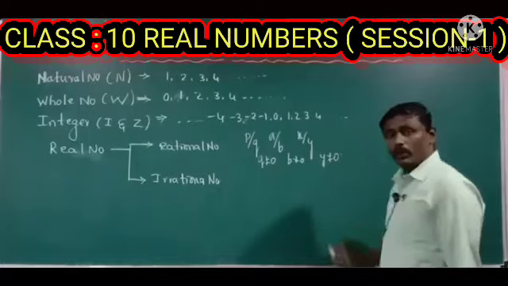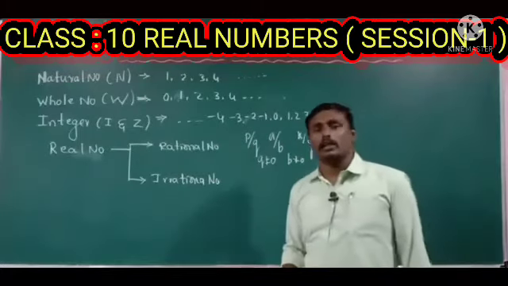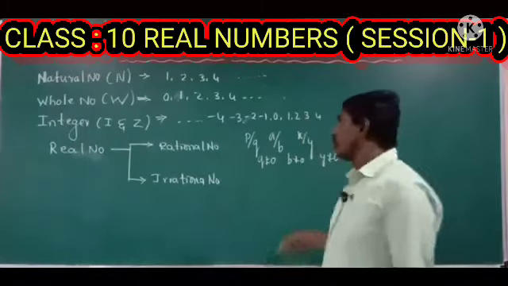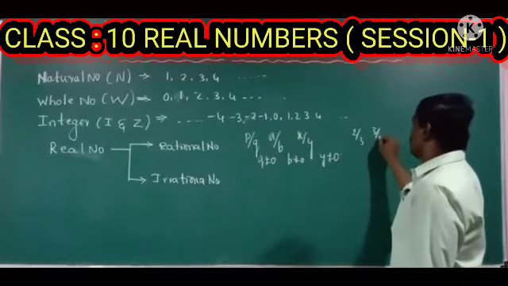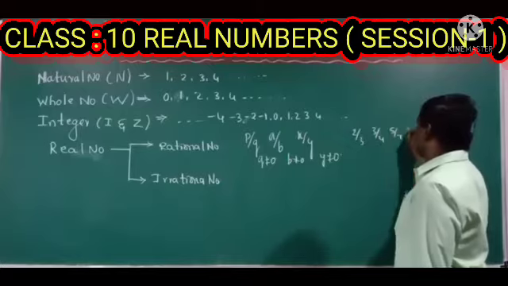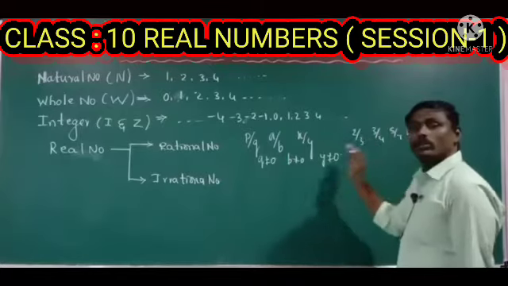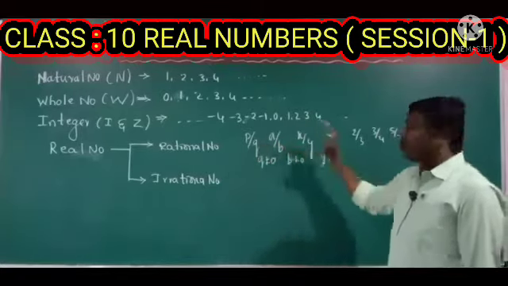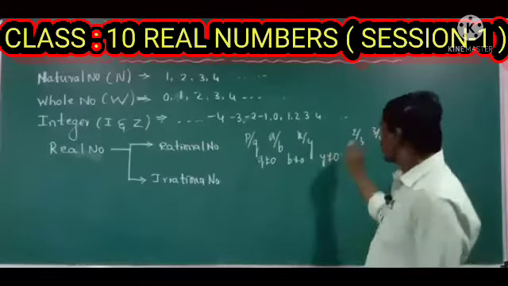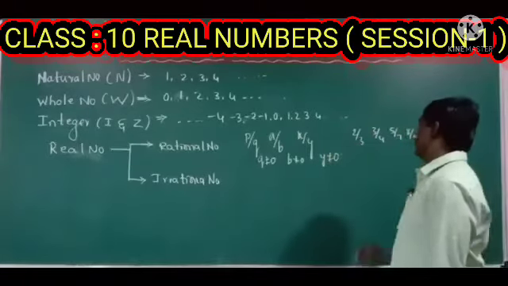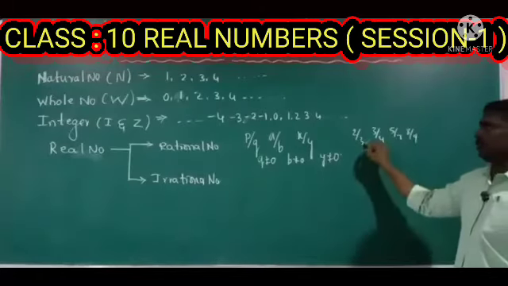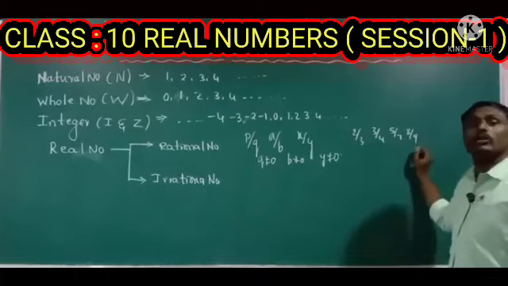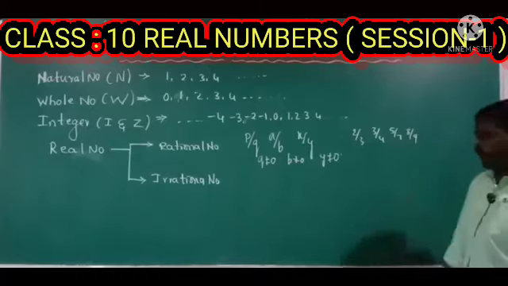For example, all the fractions that we write belong to the rational numbers: 2 by 3, 3 by 4, 5 by 7, 8 by 9. So these all are the group of rational numbers, and in them the denominators are not equal to 0, right?